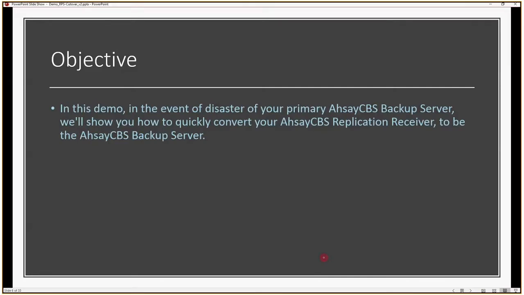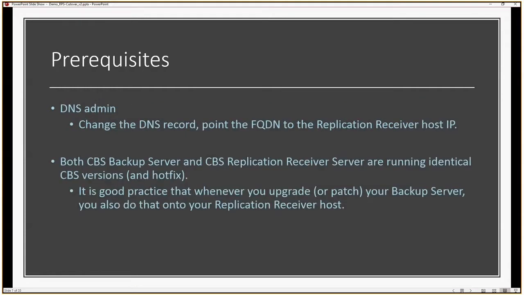In this demo, in the event of disaster of your primary AhsayCBS backup server, we'll show you how to quickly convert your AhsayCBS replication receiver to become the backup server. Prerequisites. You will need your DNS admin available so that they can change the DNS record to point your fully qualified domain name, FQDN, to the replication receiver's host IP address.